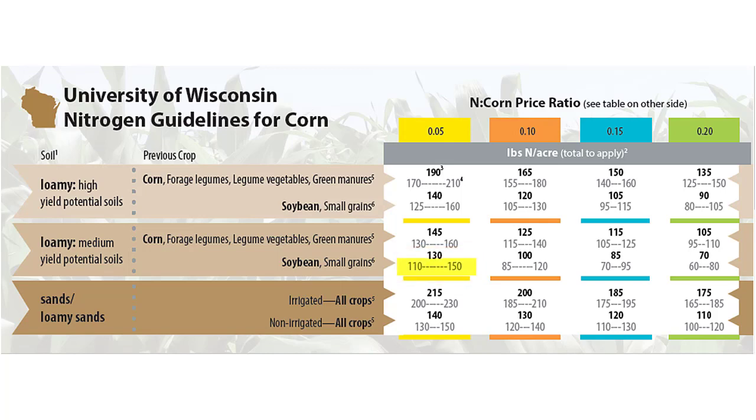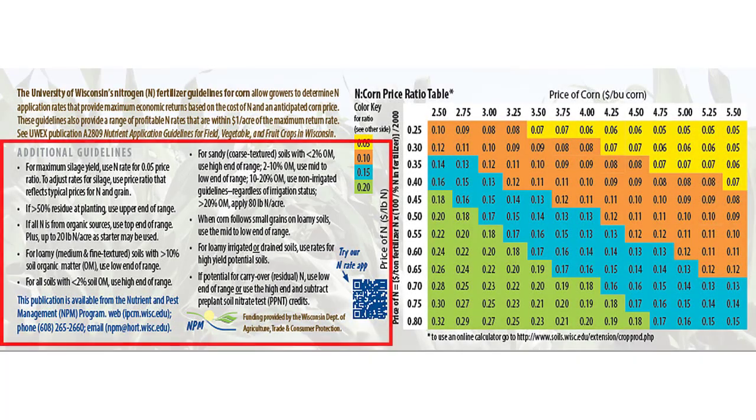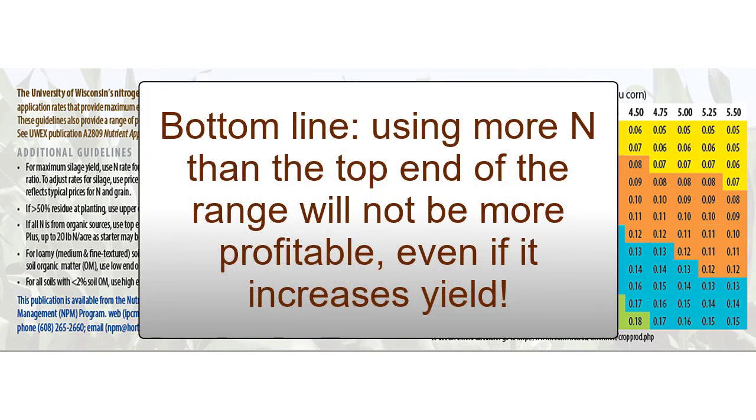However, if you look below that number, there is a range of 110 to 150 pounds per acre. All rates within this range are likely to produce returns within $1 per acre of the maximum return rate. Additional guidelines are available to help refine the rate selected within this range. They indicate situations when it is advisable to use the lower or upper end of the range. But the bottom line is that using more than the top end of the range will not be more profitable, even if it means increasing yield.